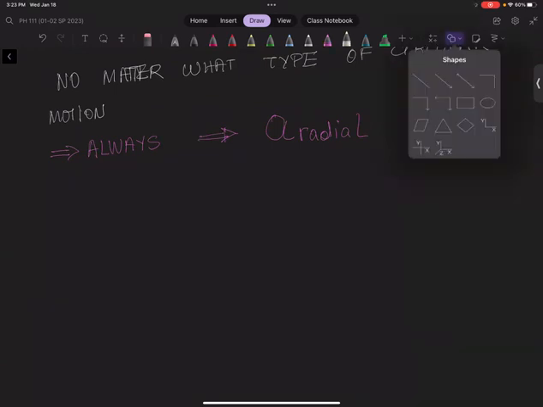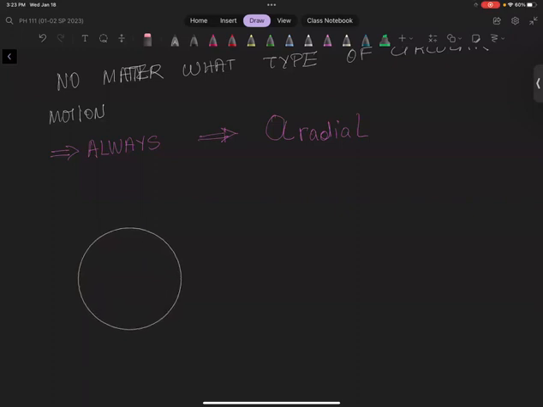I'm going to sketch another circle. And this is my object, moving at a constant linear speed in terms of magnitude. I don't need to repeat that. Yet again, the direction always changes.